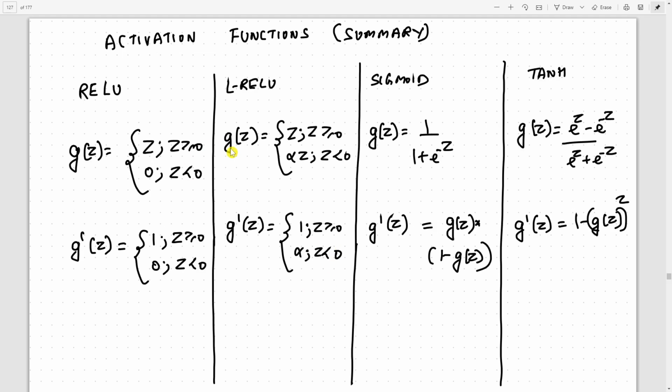Just to summarize, for ReLU g dash z is 1 if z is greater than or equal to 0, or 0 if z is less than 0. Similarly for Leaky ReLU, only this 0 is replaced by alpha. For sigmoid, g prime of z is g(z) into (1 minus g(z)), and for tanh it is 1 minus g(z) the whole square, right?